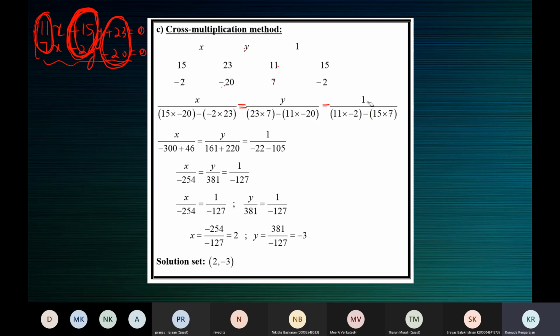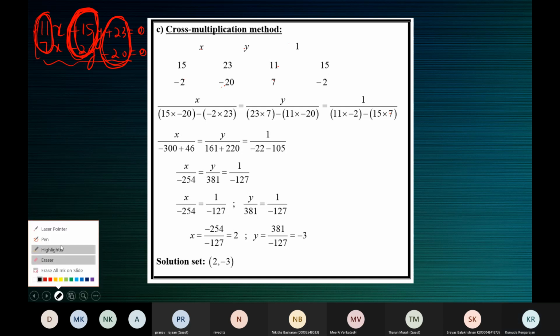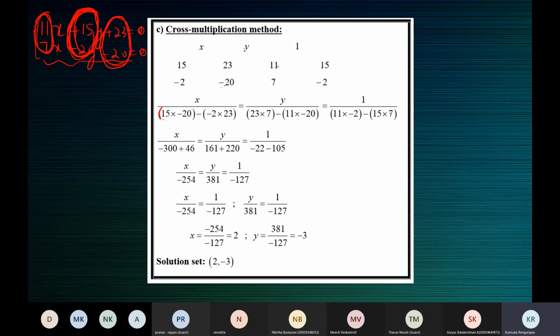You must write the products in the bracket and separate the brackets with a minus sign. See, this is one product. This is the other product. You must subtract, meaning put the minus sign in between the two brackets. Subtract the cross products. 15 into minus 20. The other product is minus 2 into 23. You're subtracting these two products.